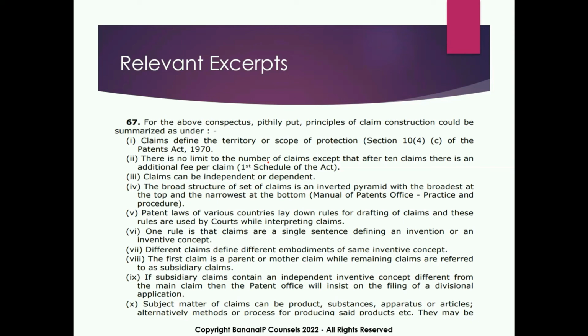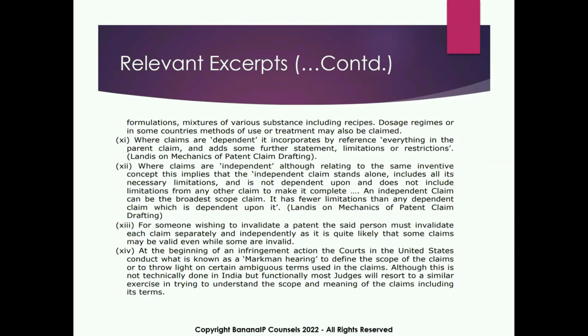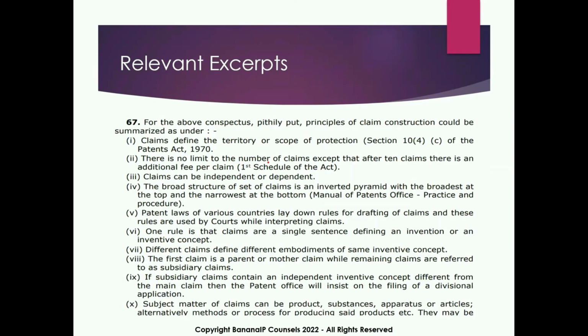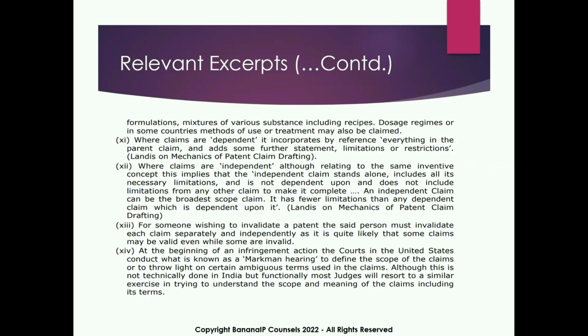divisional application. The next one is the subject matter of claims can be a product, substance, apparatus, or article. Alternatively, methods or processes for producing said products, etc. They may be formulations, mixtures of various substances, including recipes, dosage, or in some countries, methods of use or treatment may also be claimed. As you all know, we've discussed that it can be a product claim or a process claim, the alternative methods or process for producing the product. And it can also be a mixture of various substances, like composition claims, or it can also be a treatment. Like they've mentioned, in some countries methods of use or treatment may also be claimed, whereas in India they don't usually allow these use claims.